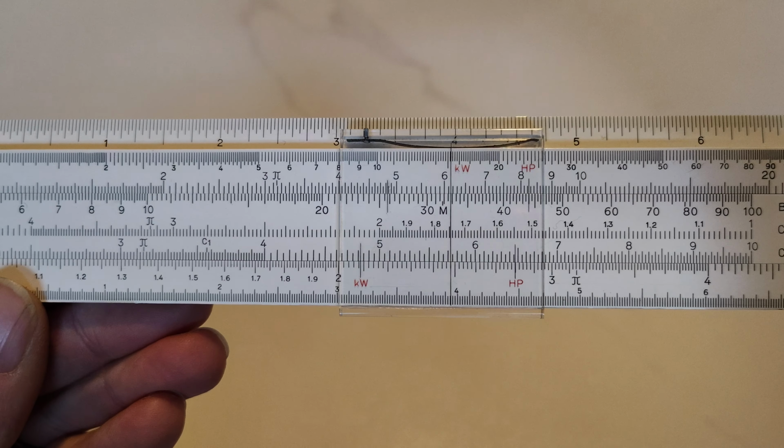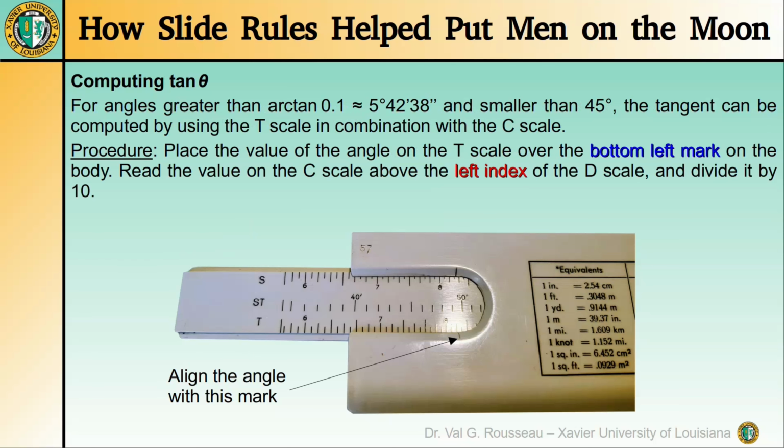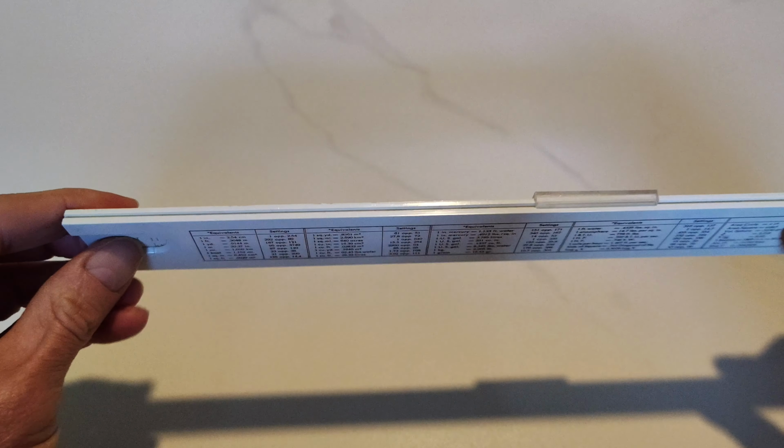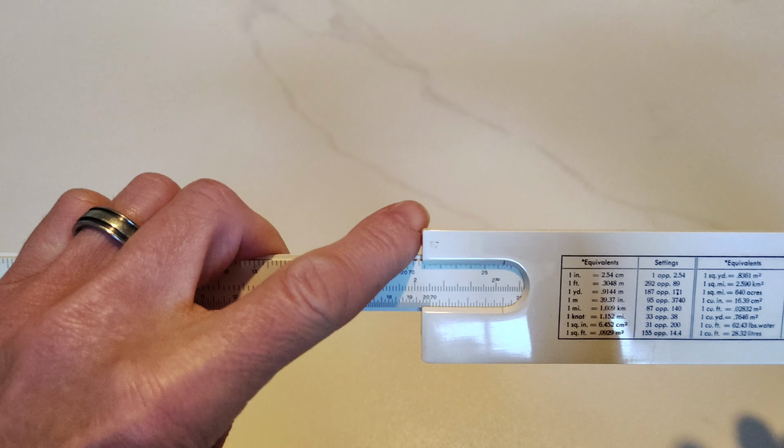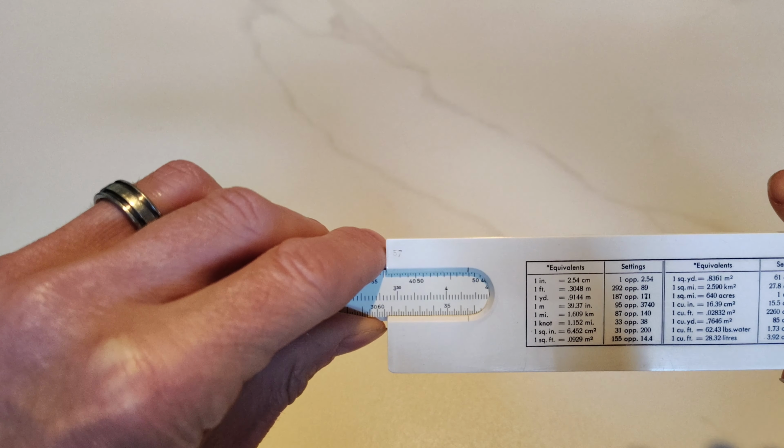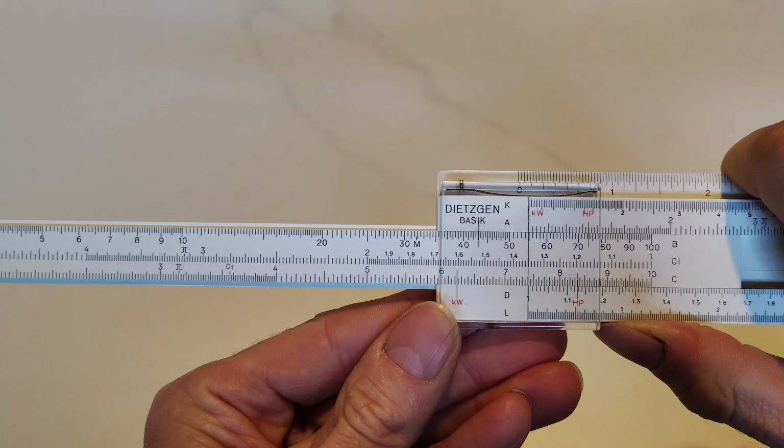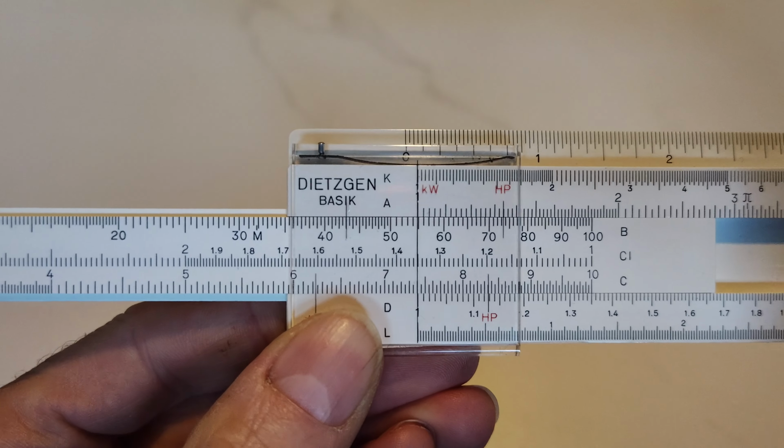If the angle is greater than 5 degrees 42 minutes 38 seconds, then the T scale is used in combination with the C scale. For example, to compute the tangent of 36.5 degrees, we move the slide so as to put the angle's value over the bottom left mark, and we read the value on the C scale, which we divide by 10, so the result is 0.740.